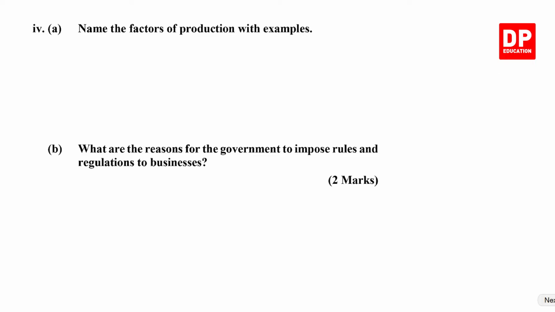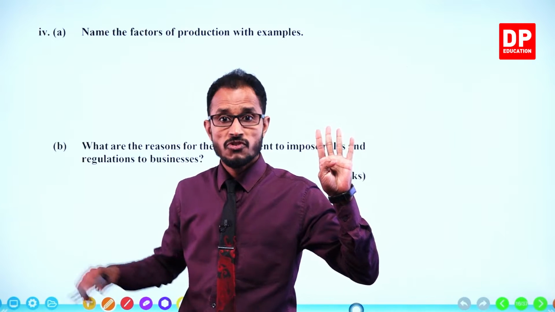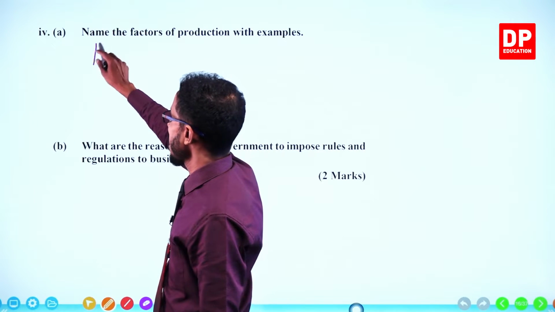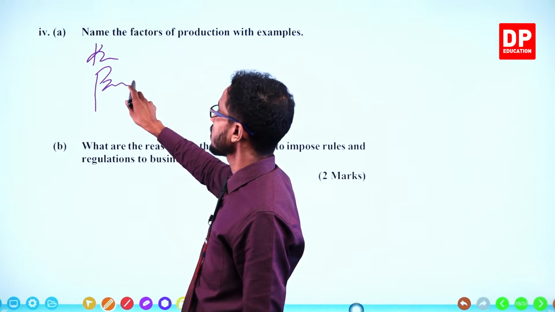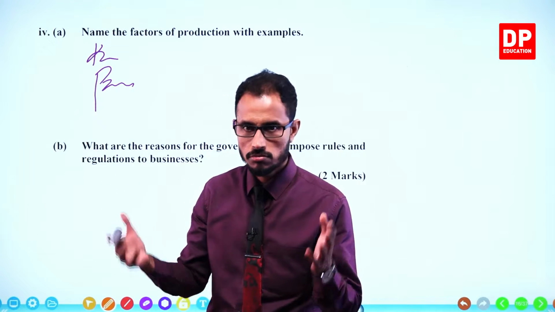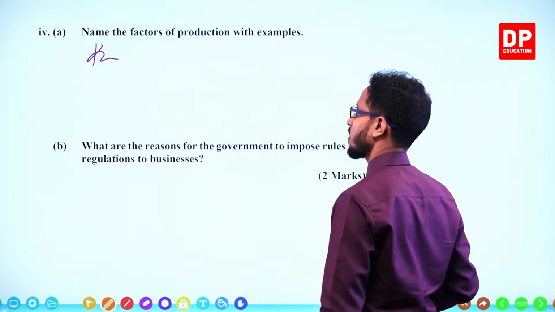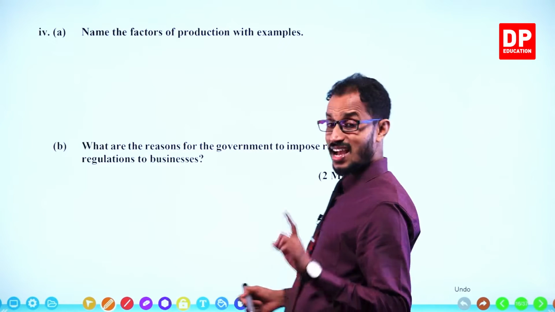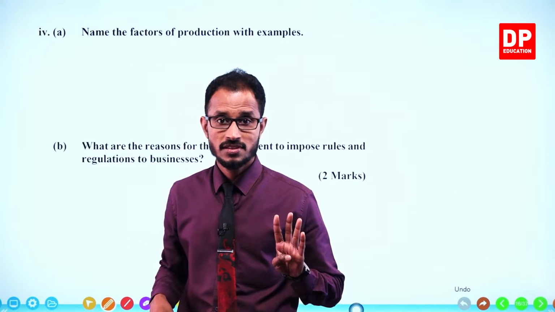Name the factors of production. Read the examples. Well, that is easy. There are 4 factors of production. That is product, price, place, promotion. 4 factors of production, yeah? Product, price. No? What are you writing? Product, price, place, promotion. These are the marketing mix.